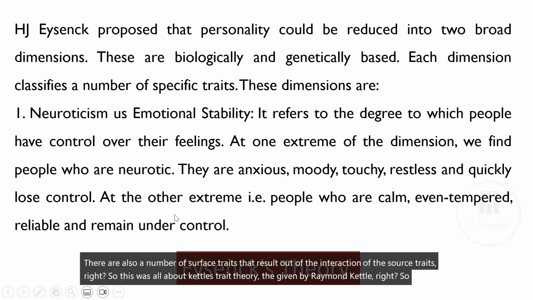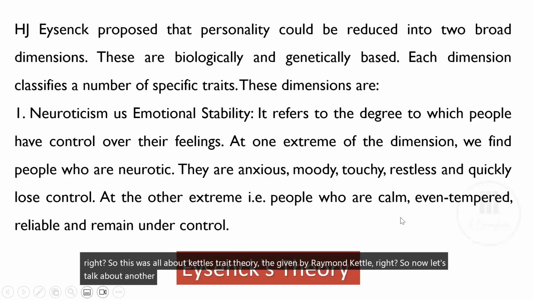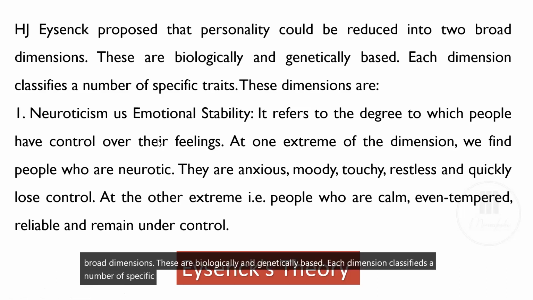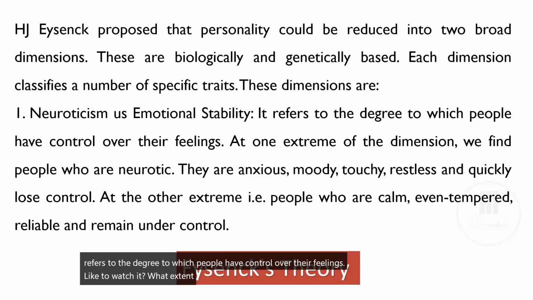So now let's talk about another theory, which is Eysenck's theory. Yes, Eysenck's theory. H.J. Eysenck proposed that personality could be reduced into two broad dimensions. These are biologically and genetically based. Each dimension classifies a number of specific traits, and these traits are, first of all, neuroticism or emotional stability. It refers to the degree to which people have control over their feelings, like to what extent we can have control over our feelings.